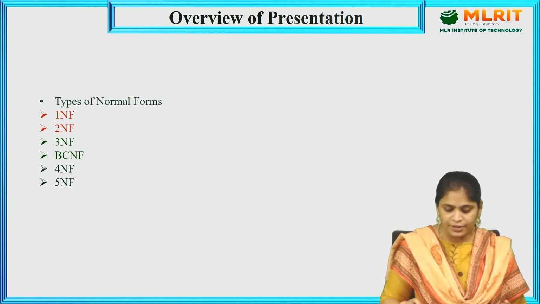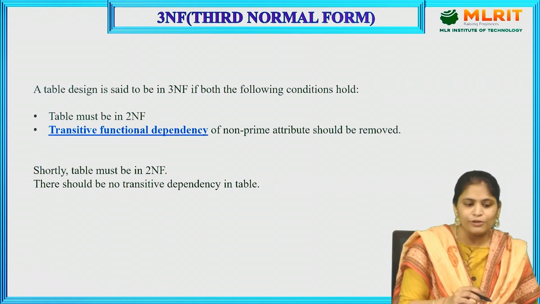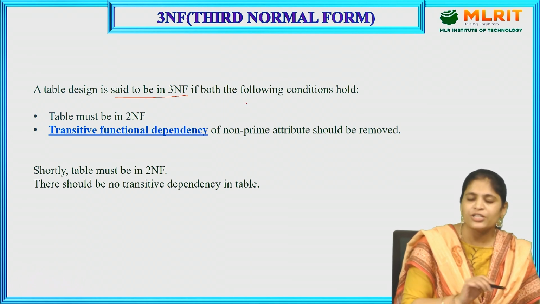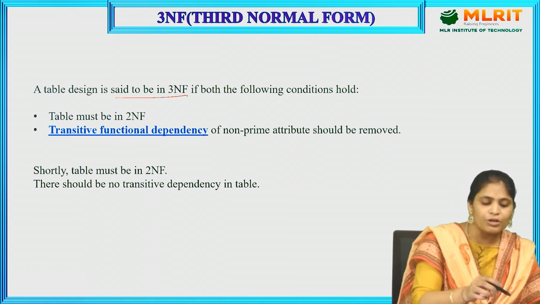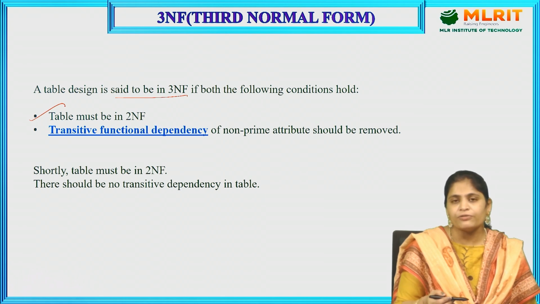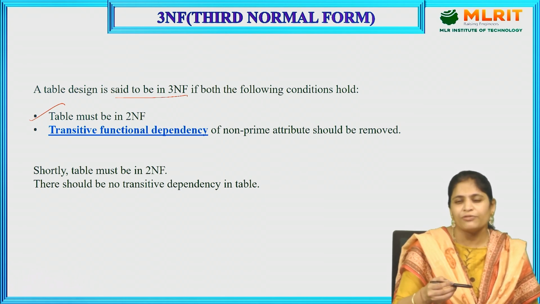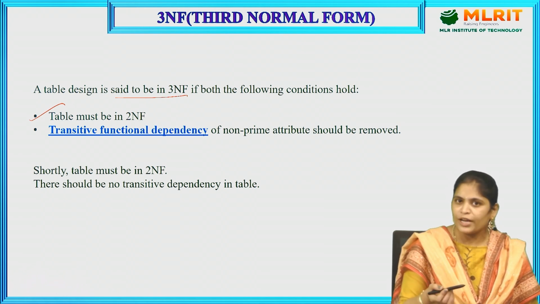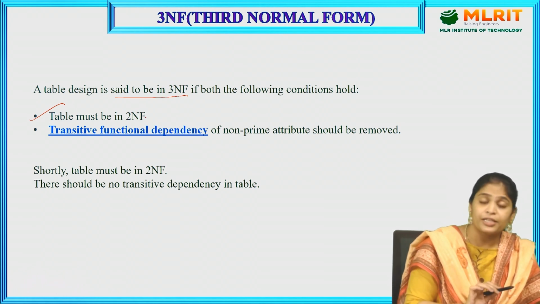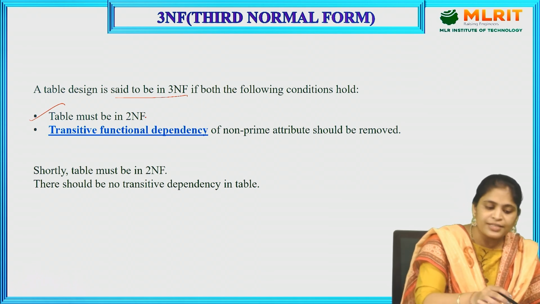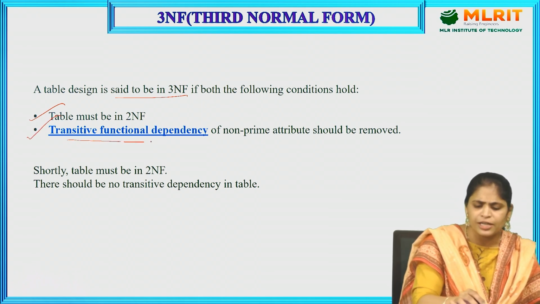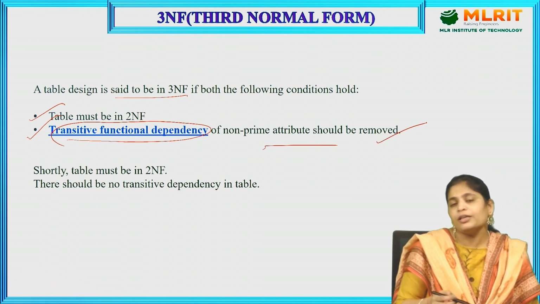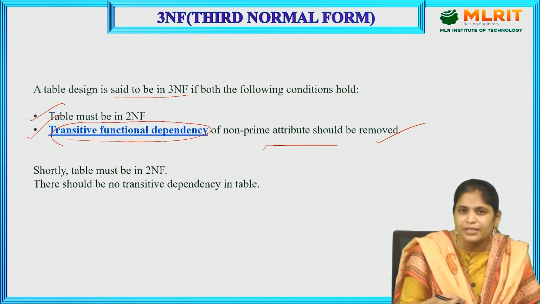So what is 3NF, third normal form? A table design is said to be in 3NF if both the following conditions hold. What are the two conditions? The table must be in 2NF. That means the table must satisfy 2NF, and if the table satisfies 2NF, obviously it also satisfies 1NF, right? And the second thing is, transitive functional dependency of a non-prime attribute should be removed. That means if the table contains any transitive dependencies, they must be removed.